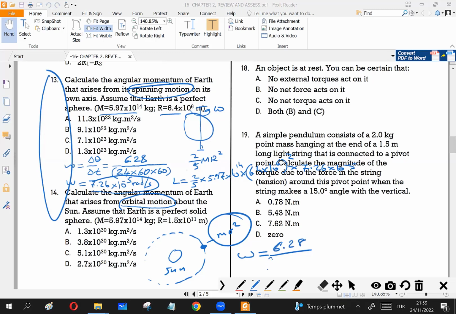For one revolution takes 365 days this time, not 1 day. Days to the hour multiplied by 24. Hour to minute multiplied by 60. Minute to second multiplied by 60. This way, you will first calculate the angular speed of Earth around the sun. After that, you will multiply by mr squared, and you will find the angular momentum.